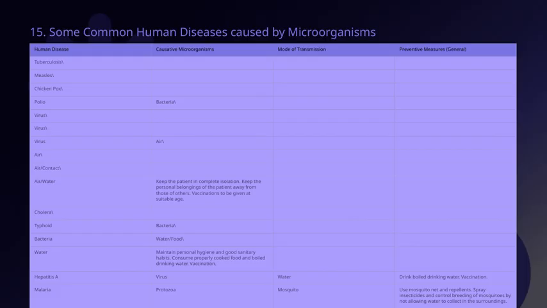Lastly, malaria is caused by a protozoa transmitted by mosquitoes. To prevent malaria, we should use mosquito nets and repellents, spray insecticides, and control mosquito breeding by eliminating standing water around our homes. Understanding these transmission modes helps us take targeted preventive measures, which is key in controlling the spread of these diseases and protecting public health.